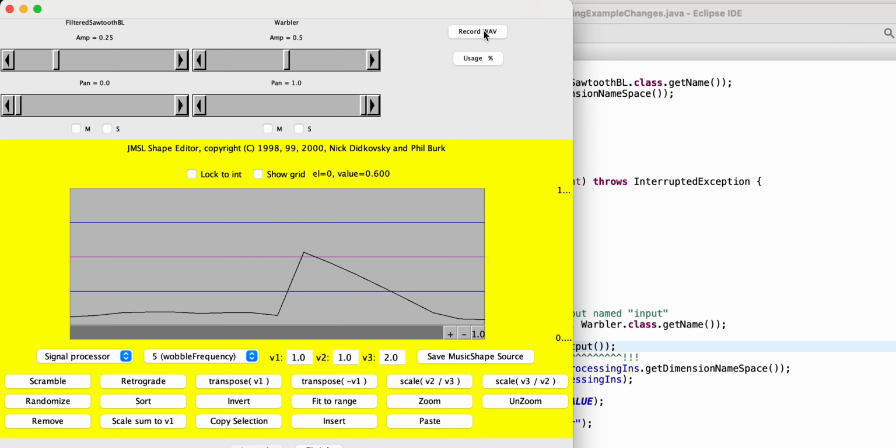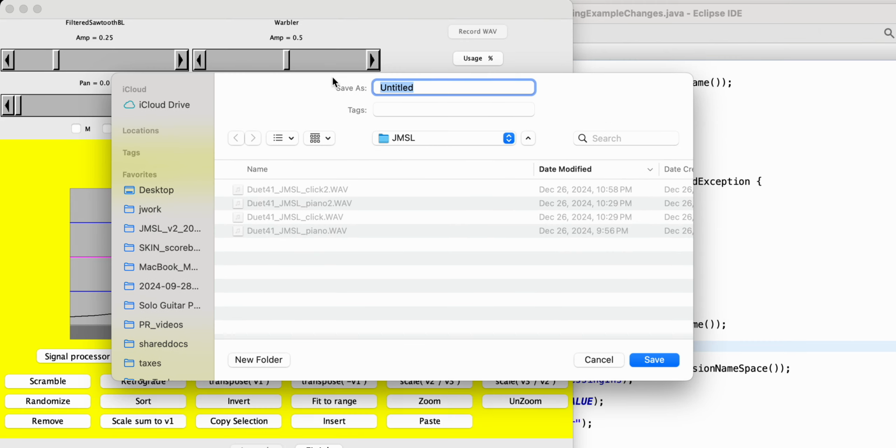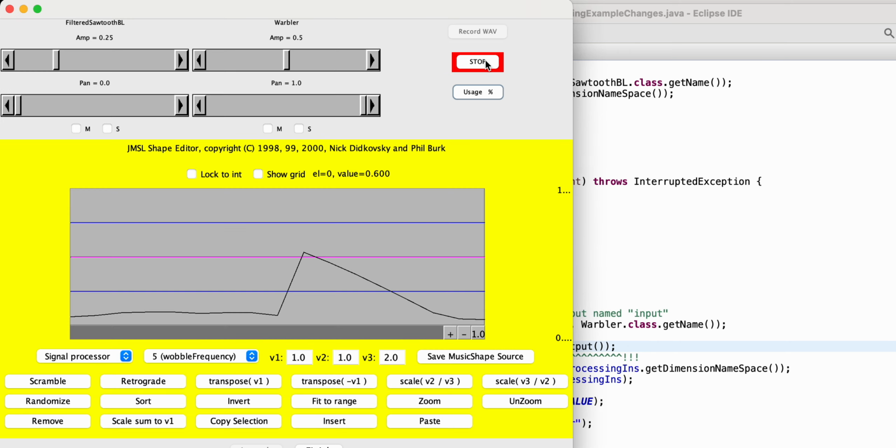You would be able to record this performance to the hard drive by using the record wave button. And right now everything that JMSL is performing is being streamed to a stereo wave file. Polyphonic, multidimensional signal processing.